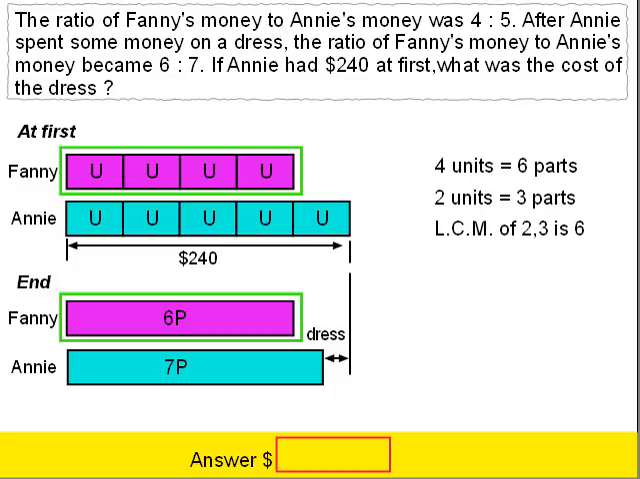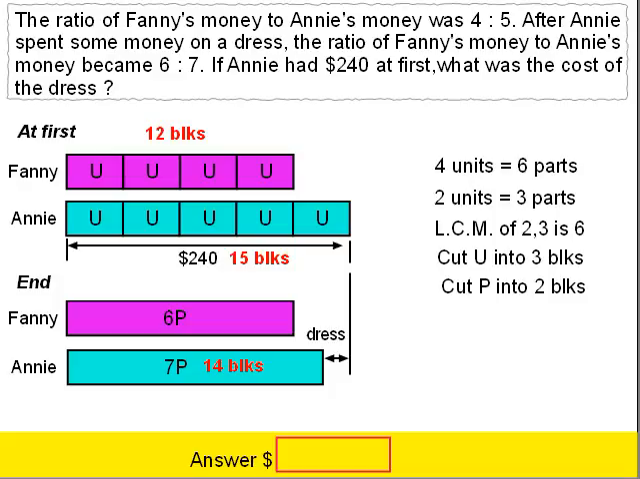Therefore, we're going to cut the model such that 1 unit is cut into 3 equal blocks and 1 part into 2 equal blocks. Sometimes we do not want to cut the model because it will make it look messy. So what we do is we calculate the respective units and convert into blocks, as well as the parts into blocks. So after we've done that, it looks like this.